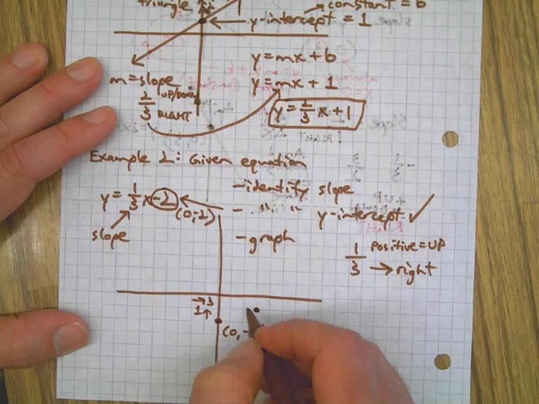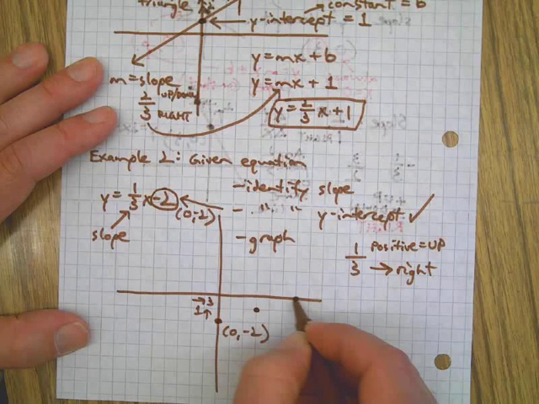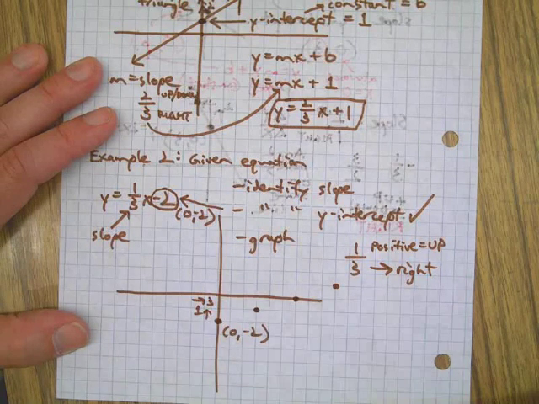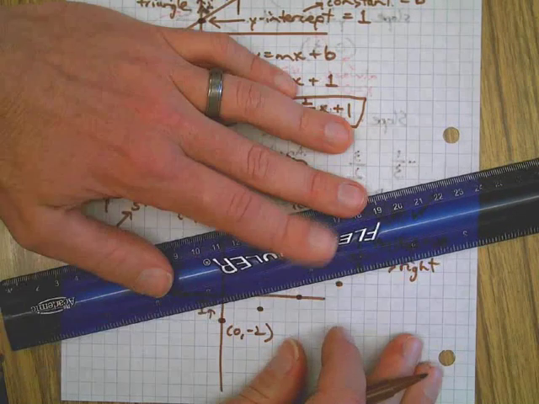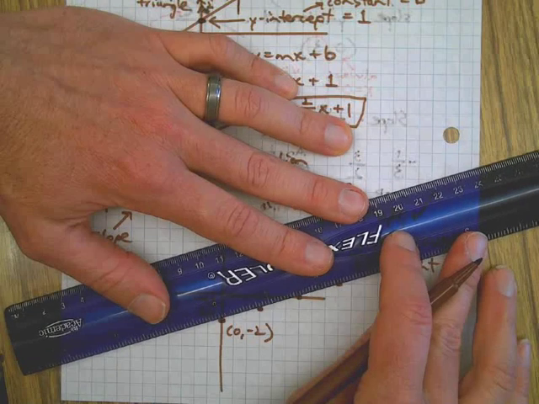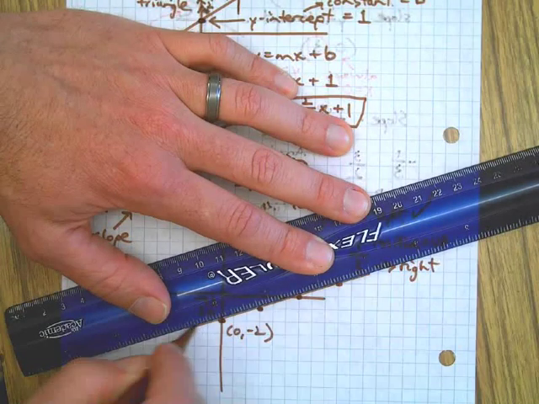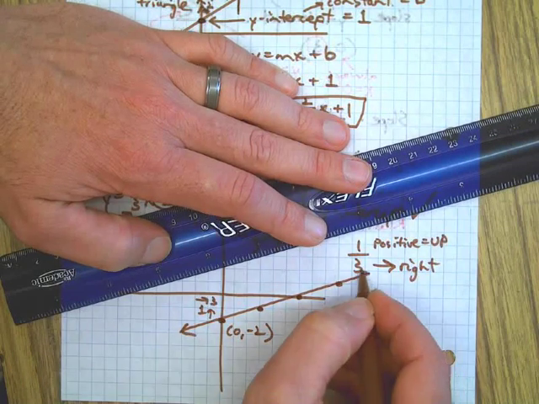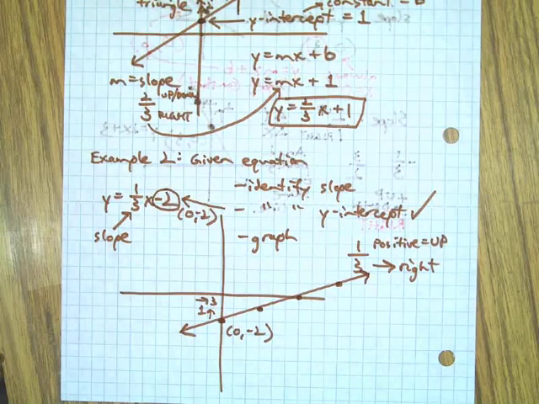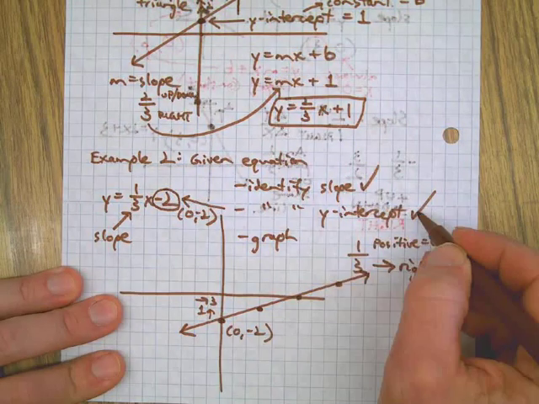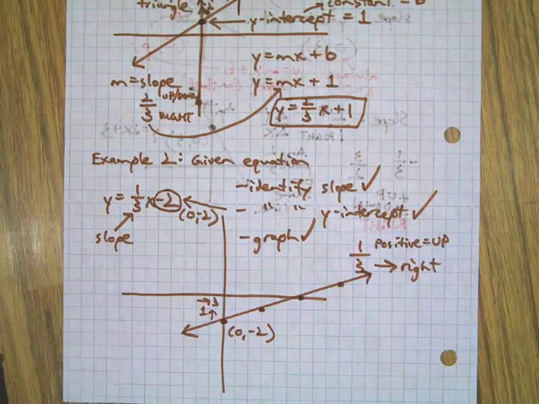And you can keep doing this. Makes your line even better, and it gives you good practice. Up 1, to the right 3. So I made a few extra dots that time for no particular reason. Straight edge. There. We identified the slope, we identified the y-intercept, made the graph.